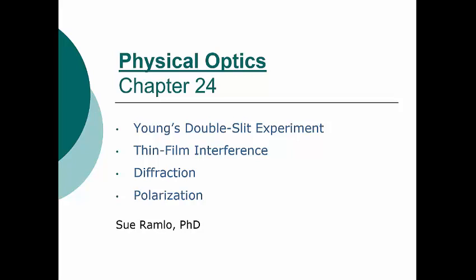In this video, we're going to talk about physical optics, which for my class is chapter 24 in Wilson and Buffa's college physics. The topics in this chapter are Young's double slit experiment, which is extremely important, yet was done originally in 1801, thin film interference, diffraction as in X-ray diffraction, which is used to look at crystal structure, and then polarization, much like Polaroid sunglasses, but there are other ways to polarize light, and we're going to talk about those.